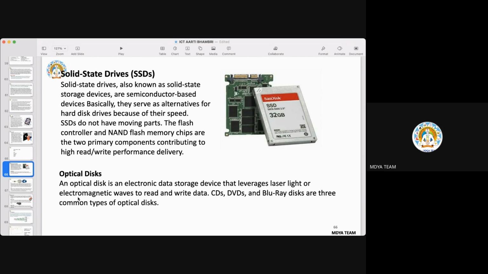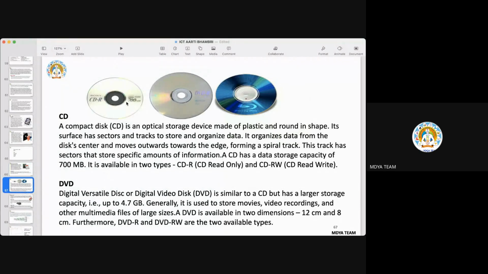Now optical discs, again, they are obsolete. Optical discs are again a disk, and electronic data can be stored and taken out by using laser light, or electromagnetic waves, to read and write the data. Examples are CDs, DVDs or Blu-ray discs, the common types. They look like this. Compact disc, optical device, all the same thing. They have various sectors, and they need a laser beam to read and write the information.